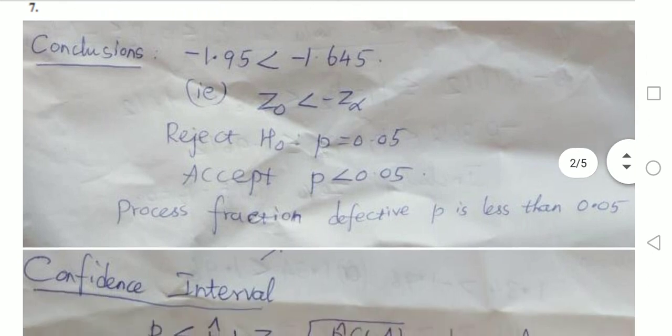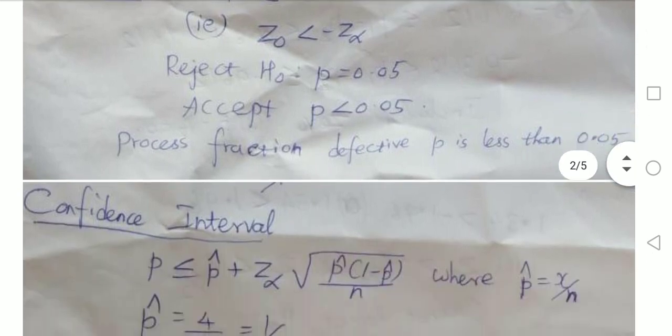And also we can check with the confidence interval. The confidence interval formula for the less than category is p less than or equal to p cap plus Z alpha root of p cap into 1 minus p cap divided by n. We consider only the less than side.